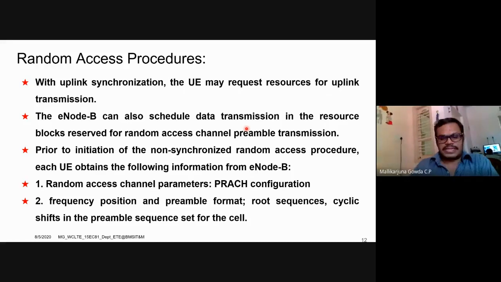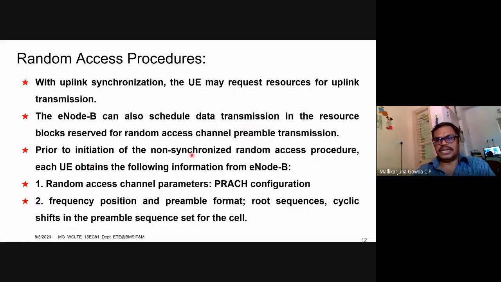So as I used to say, prior to the initiation of this non-synchronized random access procedure, each user equipment has to obtain information from the ENB. It has to obtain the random access channel parameters for this physical random access channel configuration from the ENB. And it has to obtain the frequency position and the preamble format.